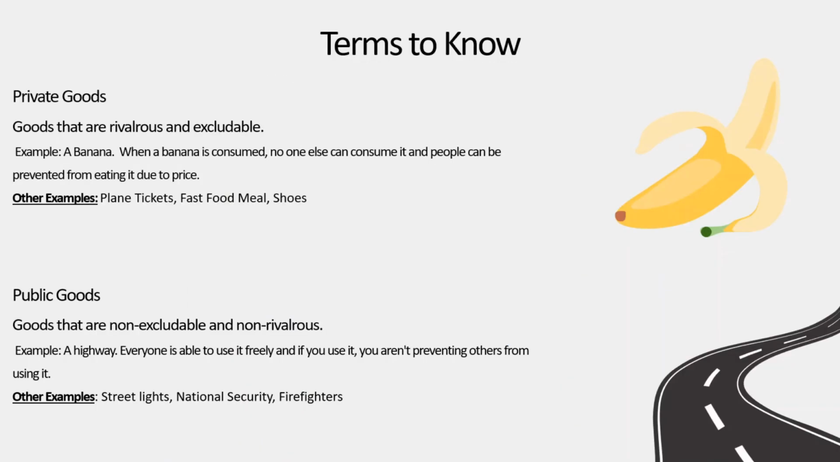Let's talk about a last couple of terms to know. You should know a private good. A private good is a good that is rivalrous and excludable. This is something you own, like a banana, like my Coca-Cola, like my Monster that I'm currently drinking. A public good is goods that are non-excludable and non-rivalrous, like a street lamp, national security, firefighters.